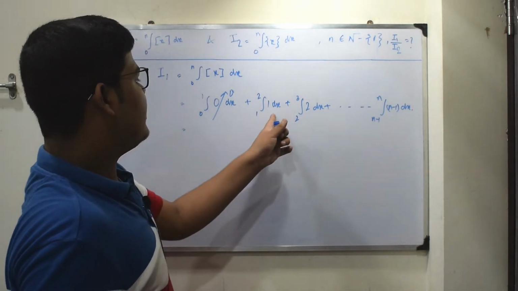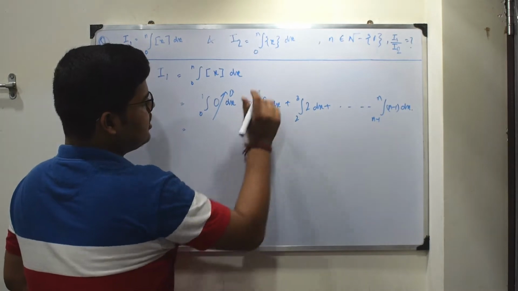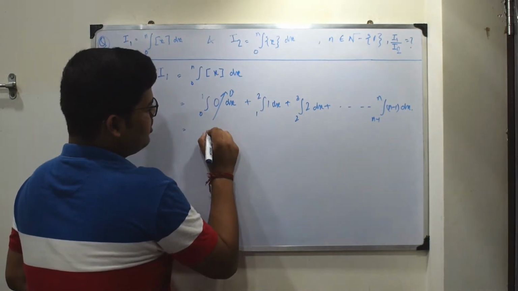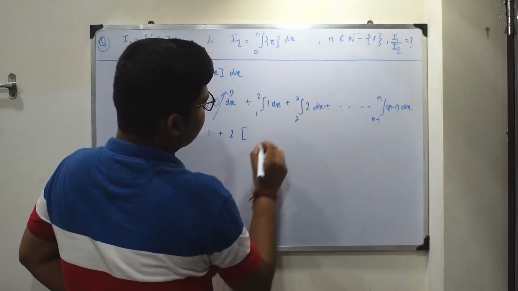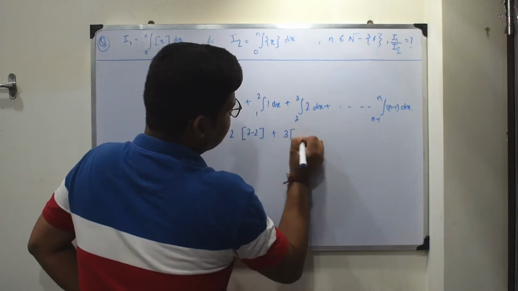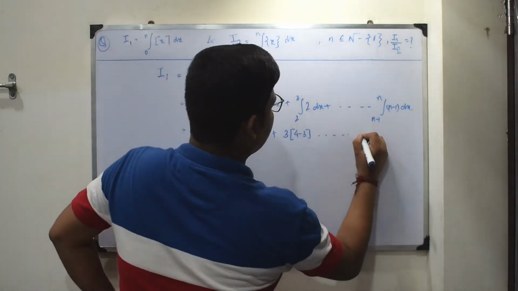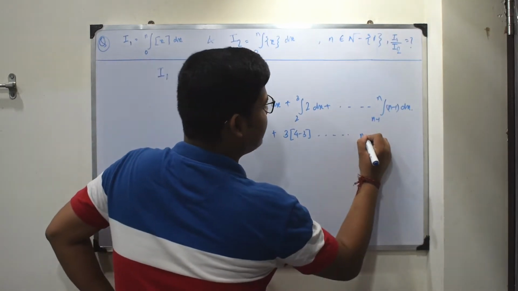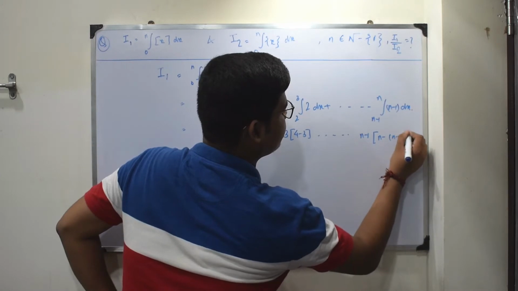Now 1 dx is simply the integration of dx, which is 2 minus 1, or rather 1. This is 2 times 3 minus 2. Likewise 3 times 4 minus 3, and so on, and it's n minus 1 times n minus 1.